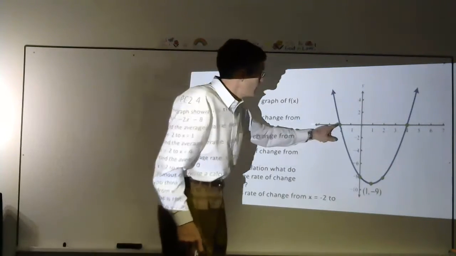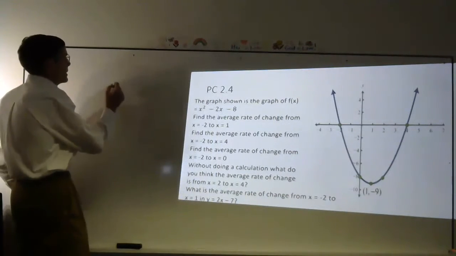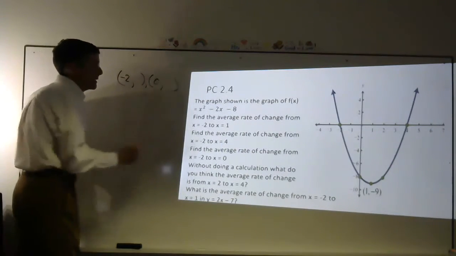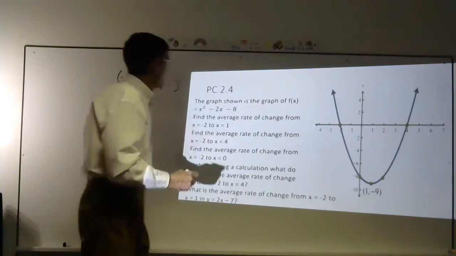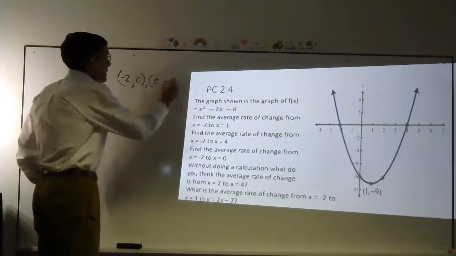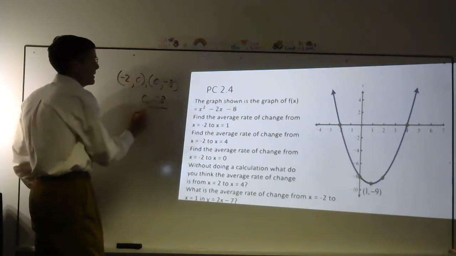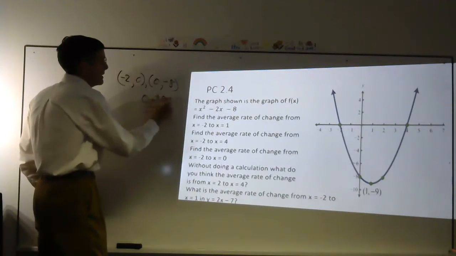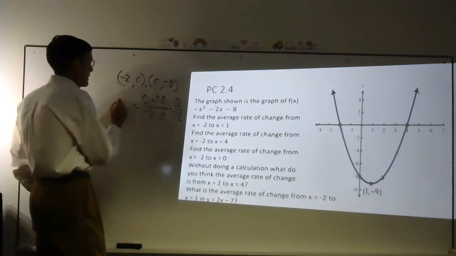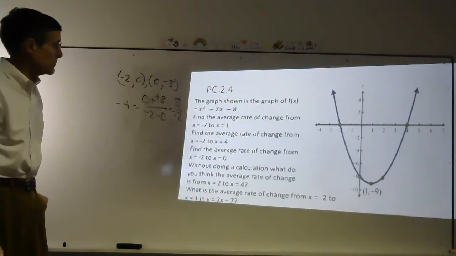From -2 to 0, do the same thing that I suggested a little bit ago. -2 is an x value. 0 is an x value. At -2, I'm at 0. At 0, I'm at -8. Delta y over delta x. 0 minus -8, -2 minus 0, is 8 over -2, or it is -4. Okay? That is the rate of change.